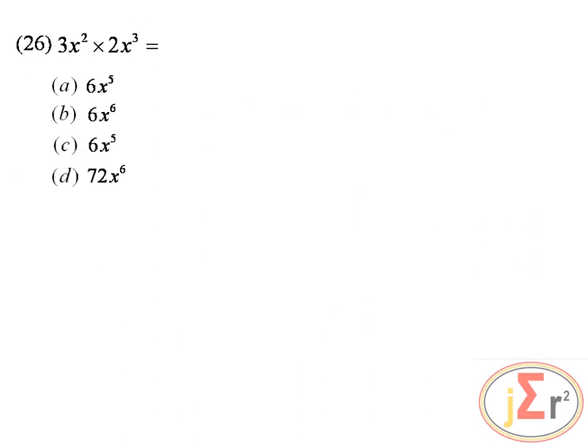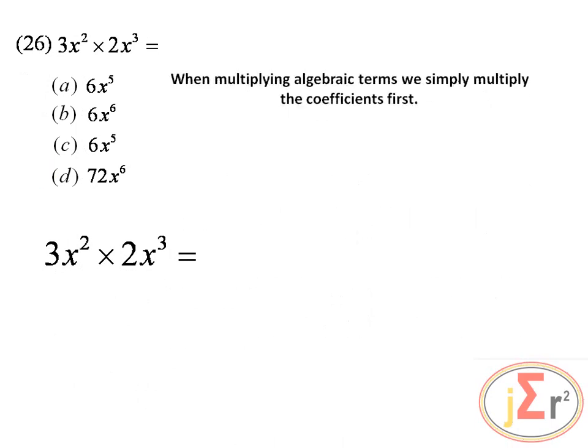There we have a lovely one, number 26. 3x squared multiplied by 2x cubed. When multiplying algebraic terms, we simply multiply the coefficients first. So multiply the coefficients. Those are the coefficients. Multiply them, we get 2 multiplied by 3, and that is equal to 6.